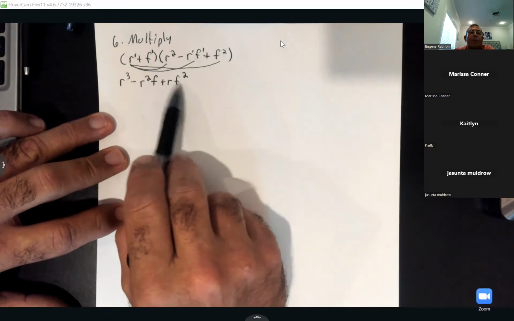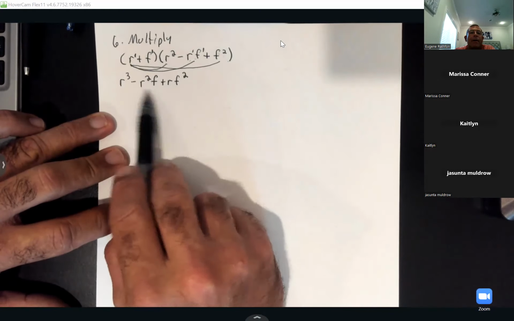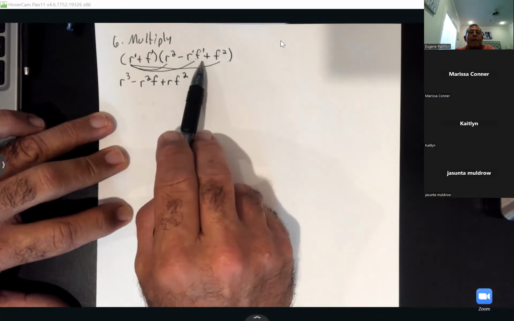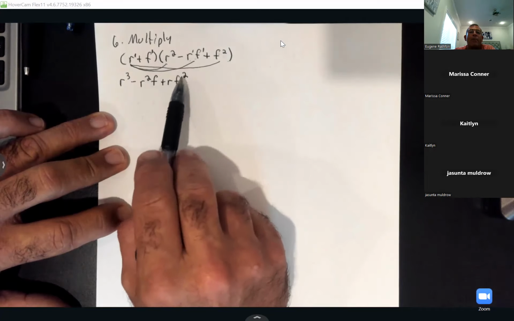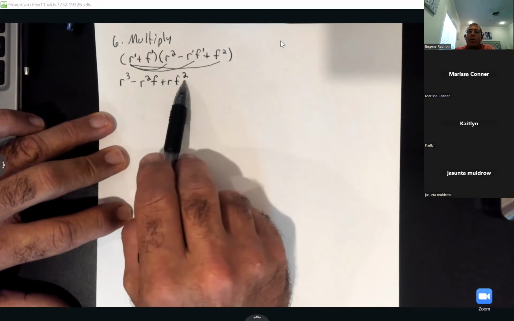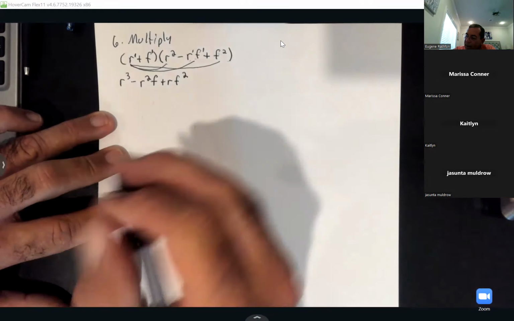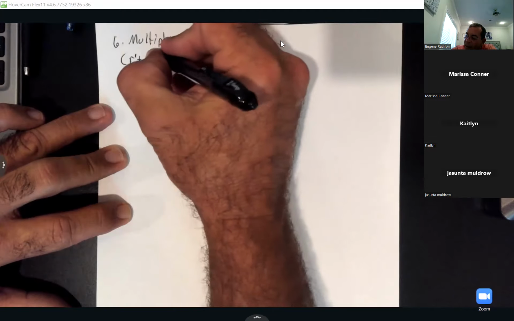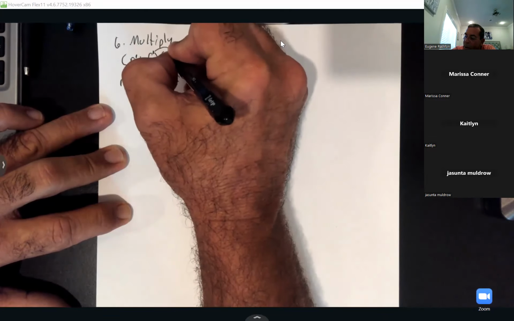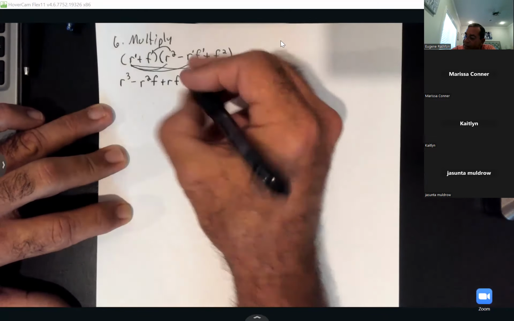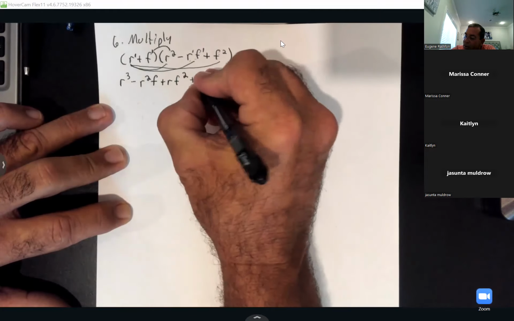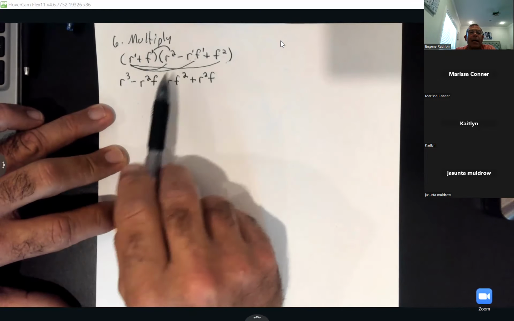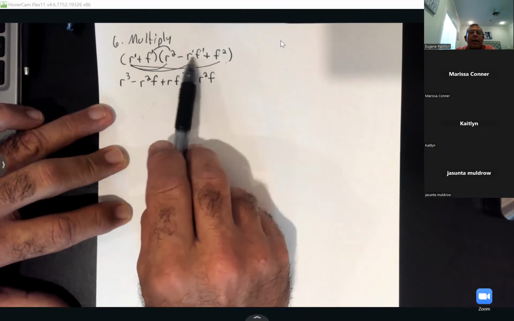Now, y'all, the only reason I'm not doing alphabetical order here is because I'm following what they did in the middle, RF. So if I get any more RFs, I'm going to keep them in that order. Now, distribute the F through these parentheses. F times R squared, and notice they're both positive. So that's going to be a positive R squared F. So once again, I'm just keeping them in the same order with the letters as they did.